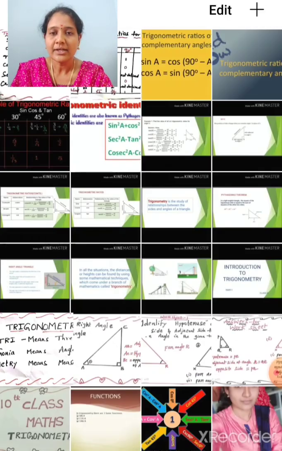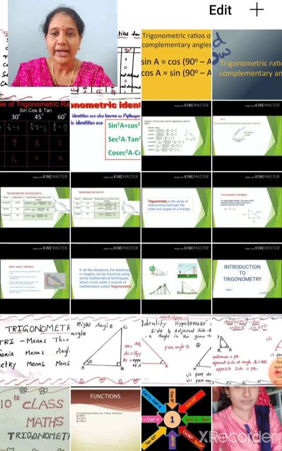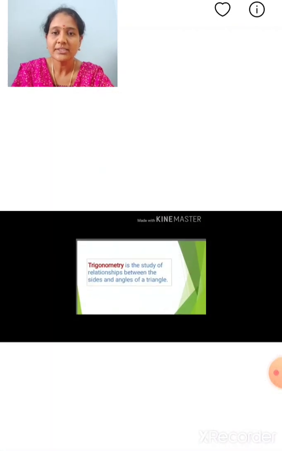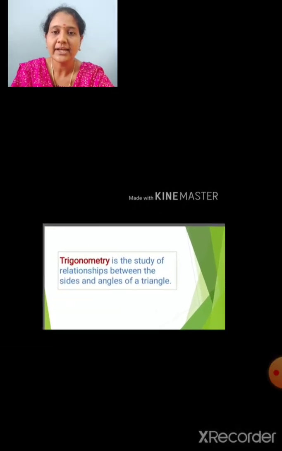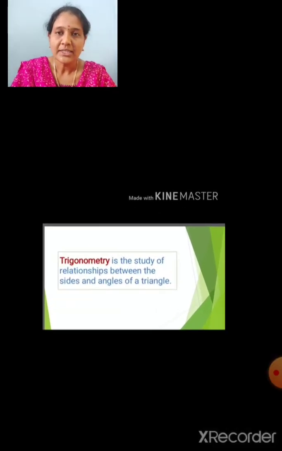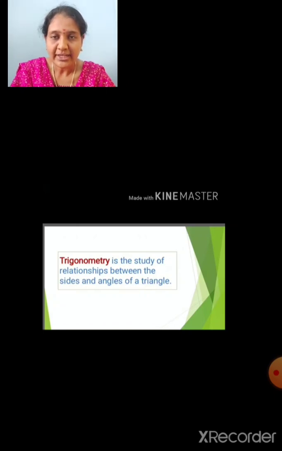So here trigonometry is one of the branches to study the relationship between the sides and angles of a triangle. This is one of the branches of mathematics, children, trigonometry. It is used to show the relationship between sides and angles of a triangle. You already know every triangle has 3 sides and 3 angles. This trigonometry is dealing with the sides and angles.